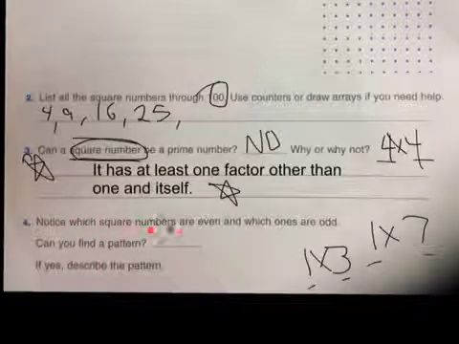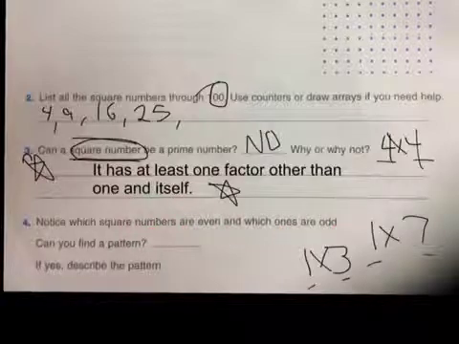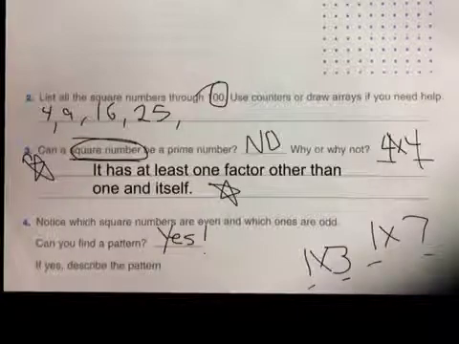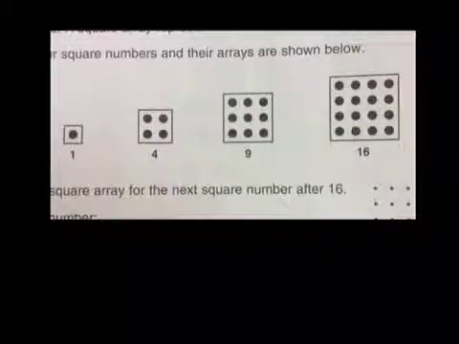Notice which square numbers are even and which are odd. Can you find a pattern? Well, we did find a pattern at the top, remember? What is the pattern? If we go back up to the top, and please copy down in your own words what the pattern is, you will notice that the square numbers go odd, even, and so on. So they alternate. The square numbers alternate between odd and even as they increase. Go ahead and copy that down.